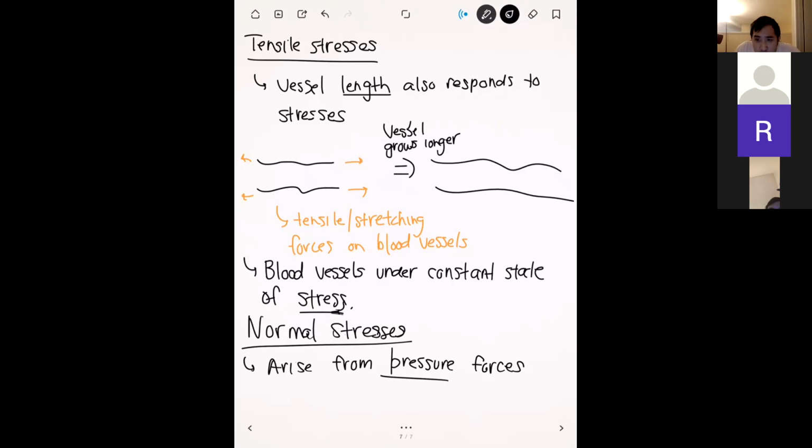All right. So does diameter change as well as length? And so actually, for normal stresses, you see that there's one more mechanism of change that we haven't talked about. So, all of these are linked. For wall shear stress, that typically changes your inner diameter or the lumen diameter. Okay. And tensile stresses will affect the length of the blood vessel. And for normal stresses, what you'll see is that it actually affects the thickness of your blood vessel wall.